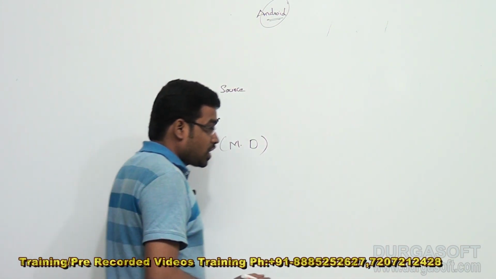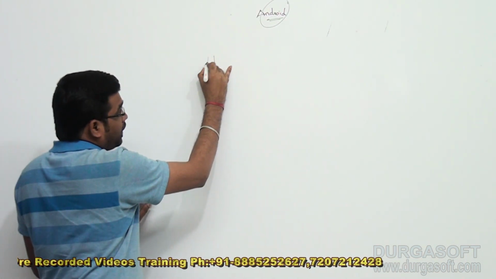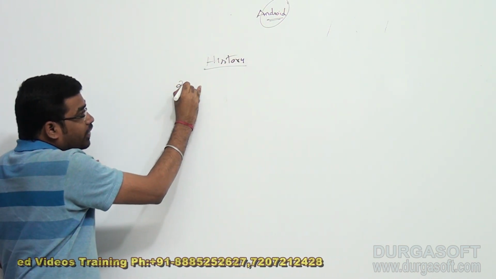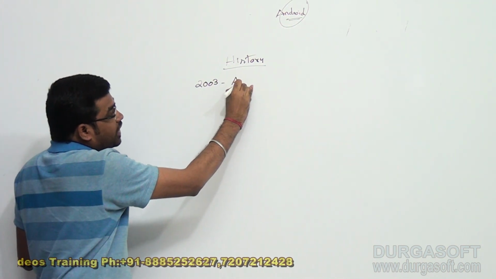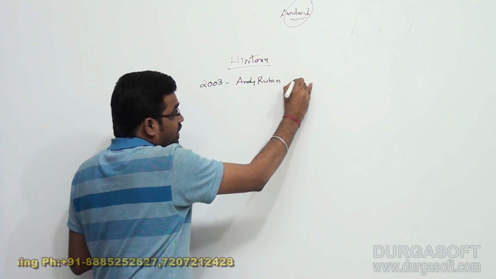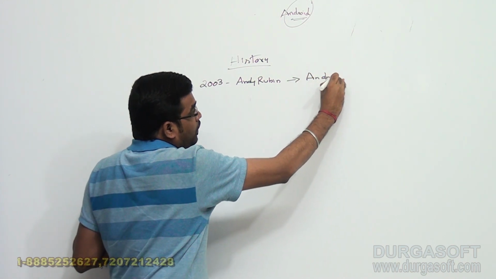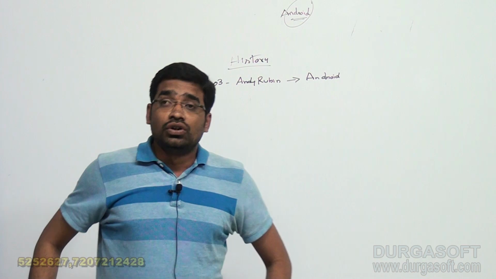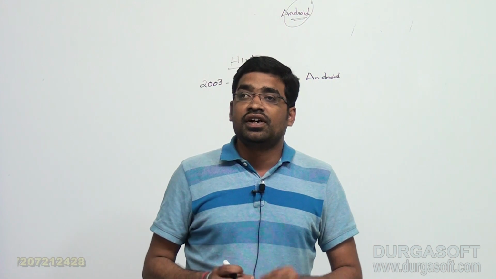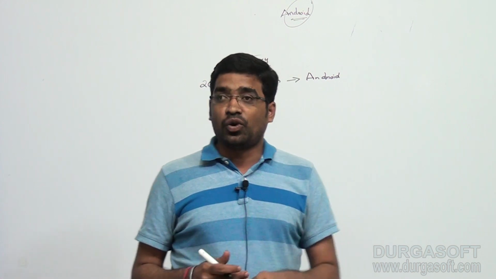Next, coming to the history of Android. Actually, in the year 2003, Andy Rubin and his team members designed one mobile operating system, that is Android.